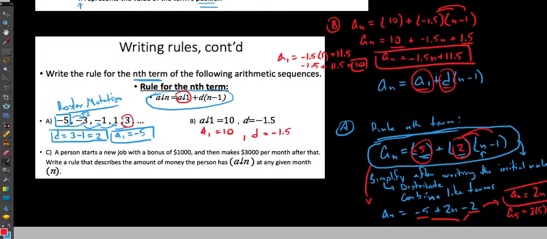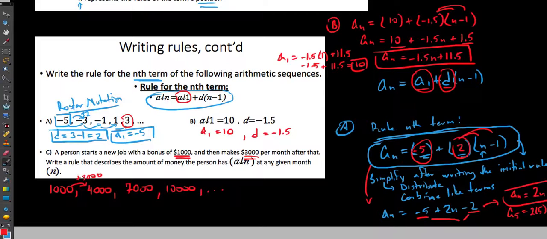Now, when you look at this last example down here, everybody's favorite, a word problem. It says a person starts a new job with a bonus of $1,000 and then makes $3,000 for every month after that. So it says write a rule that describes the amount of money that the person has at any given month. So a couple things here. First one is, anytime it's a word problem, you probably ought to write out a few terms first. So, our first paycheck, we start with $1,000 and then it goes up by 3,000 every time. So plus 3,000 on top of 1,000, that'd be 4,000, and then we'd have another 3,000, it'd be 7,000, and then 10,000, and this would just continue here.